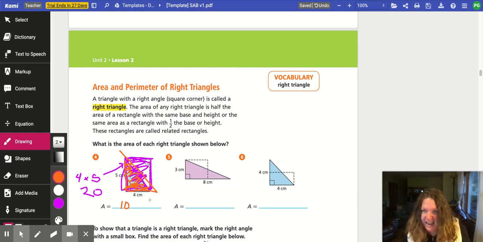Now, we can't just leave it as 10. 10 what? 10 dogs? 10 chickens? 10 miles? Nope. The label was centimeters. And remember, it's not just a distance. It's how much flat surface area. So it's actually square centimeters. It needs a 2 on it.